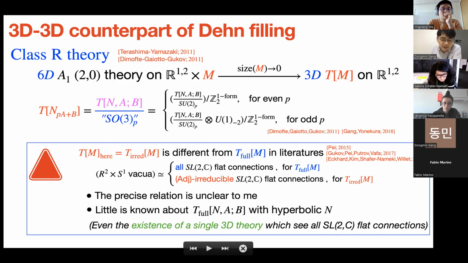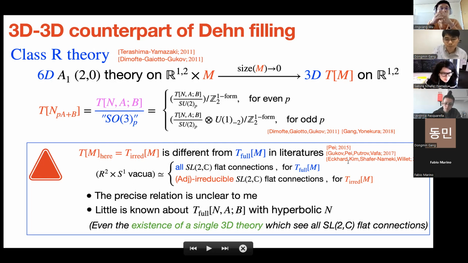But honestly, I don't know exactly the precise relation between these two theories. And even in the T pure case, very little is known about the T pure theory for associated hyperbolic N. We are not even sure whether there should exist a single 3D theory which sees all the SL2 flat connections. But in our case, I will only consider this TM theory, sometimes called the T irreducible theory, which is different from the T pure theory studied by these people.